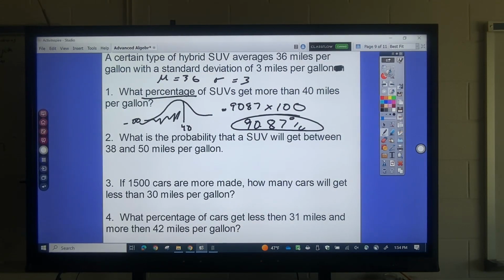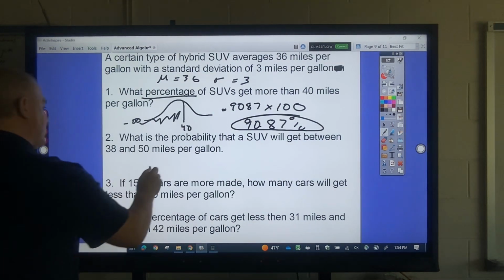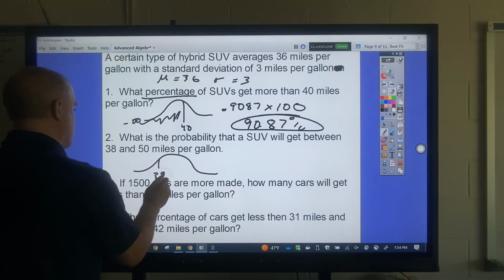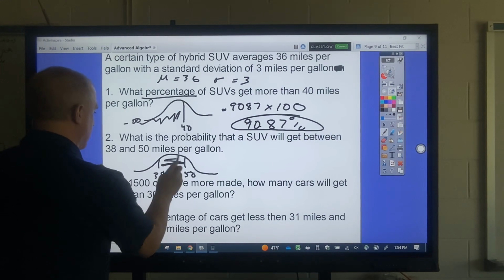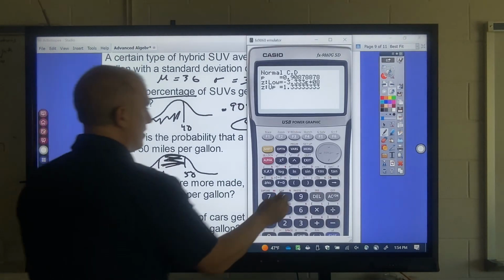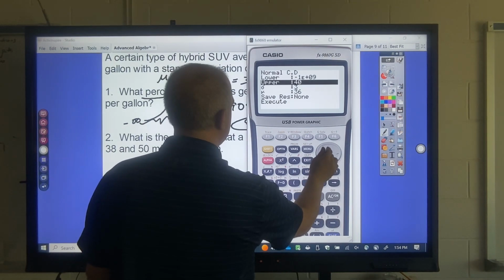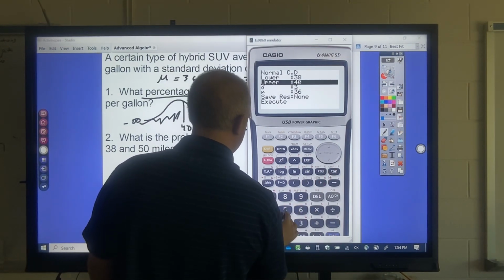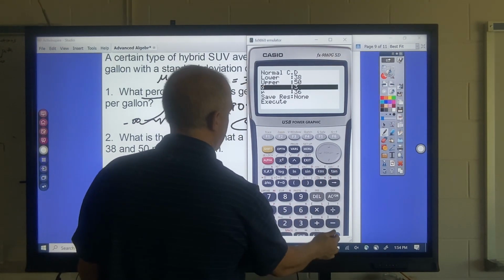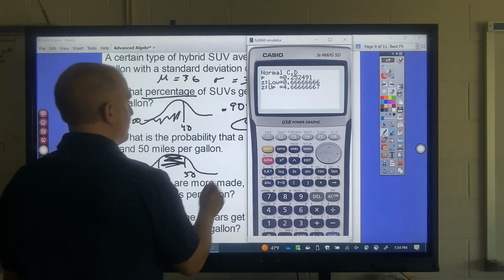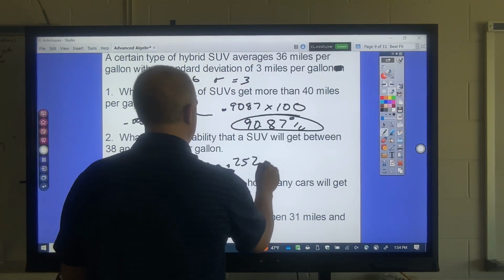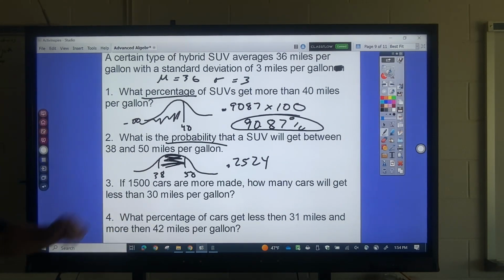What is the probability it will be between 38 and 50? 38, 50, that's the area I want. So all I would do is go in and change to 38, 50. And that's 0.2524. Now since it's saying what is the probability, I'm good with that.